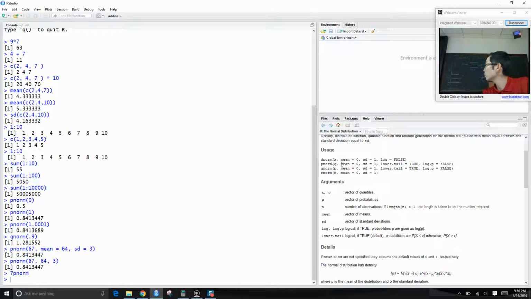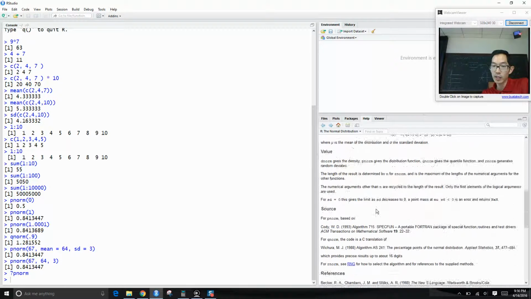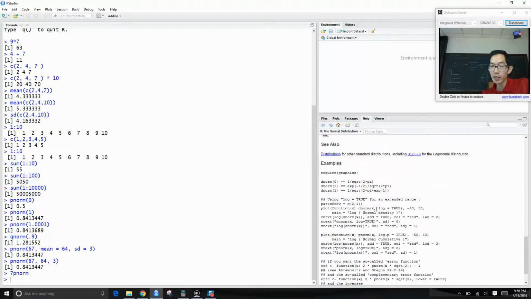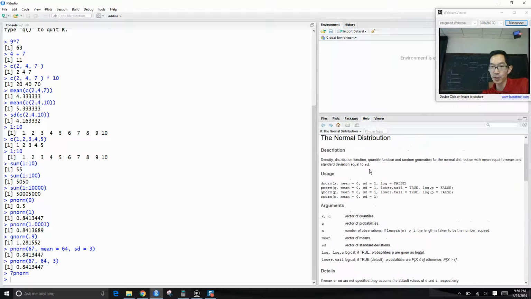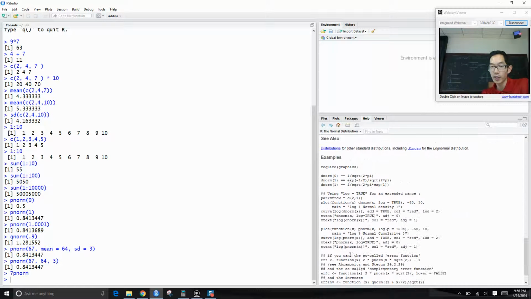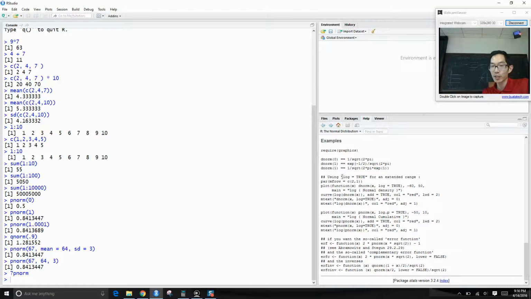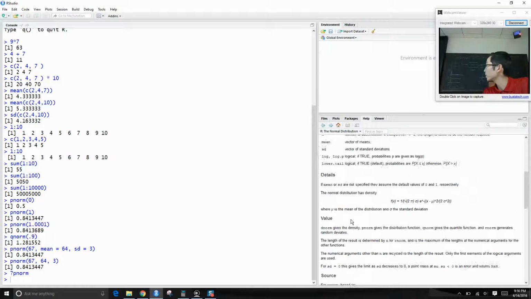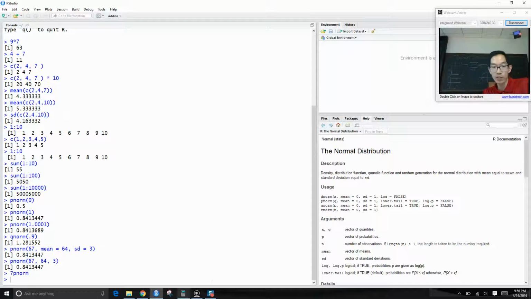Almost all of these arguments are optional, especially if they have a default value. So the helpful part is the usage. The arguments give you some details, and then there are examples that you can just copy and paste and see how they work if you're interested in this.